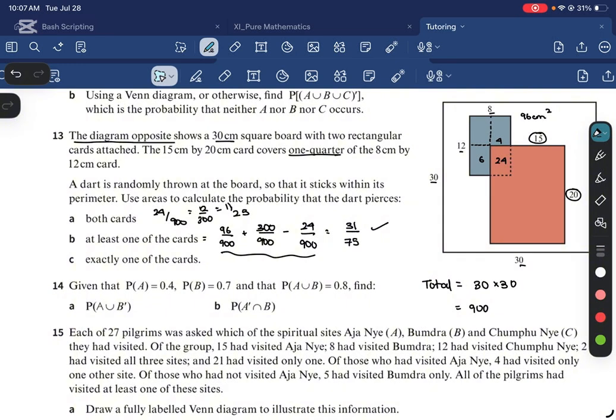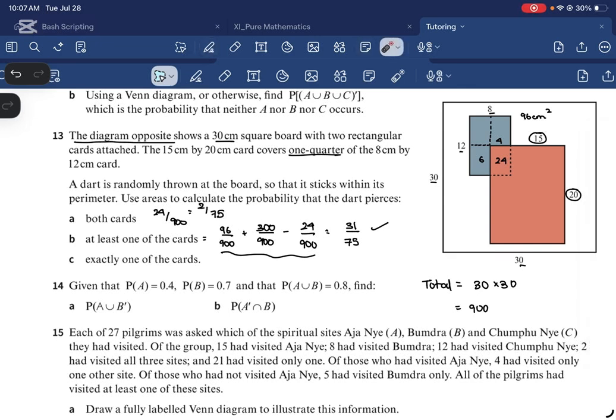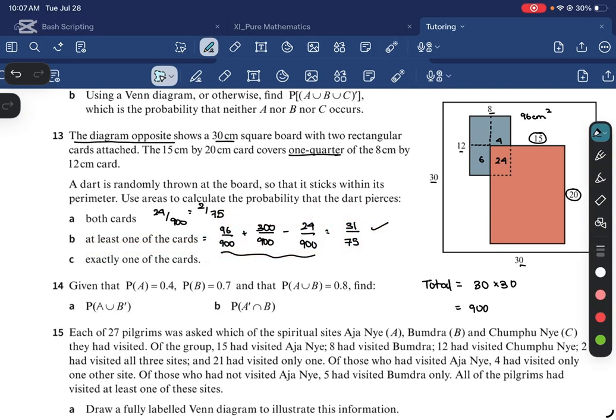So if you simplify 24 over 900, right? 24 over 900, you're going to get 2 over 75. Sorry, I simplified it wrong. So 24 over 900 simplifies to 2 over 75 and at least one of the cards. So if you add these together and you simplify, you get 31 over 75. So you can use your calculator to directly get that.